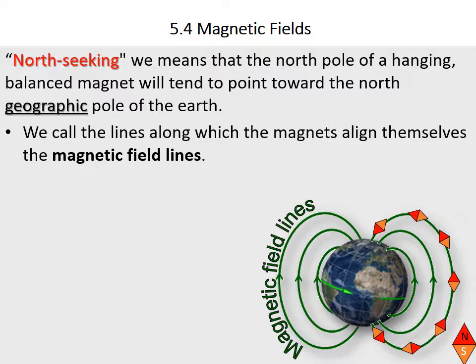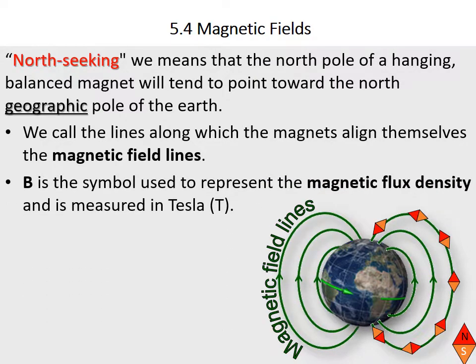The field lines along which the magnets align themselves are the magnetic field lines. B is a symbol used to represent the magnetic field, also known as the magnetic flux density. We go into greater detail on flux in topic 11.2. So the B field is measured in units of Tesla, and the B field is a vector. So magnetic flux density is the magnetic field. It is a vector because it has an orientation and a magnitude.